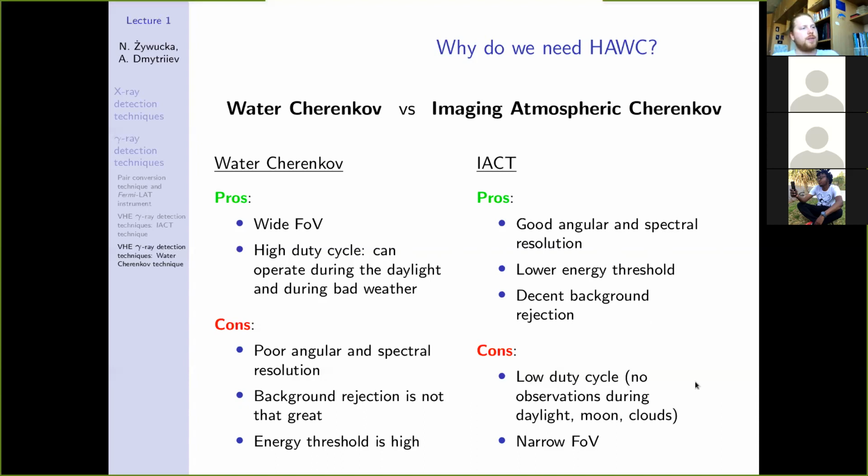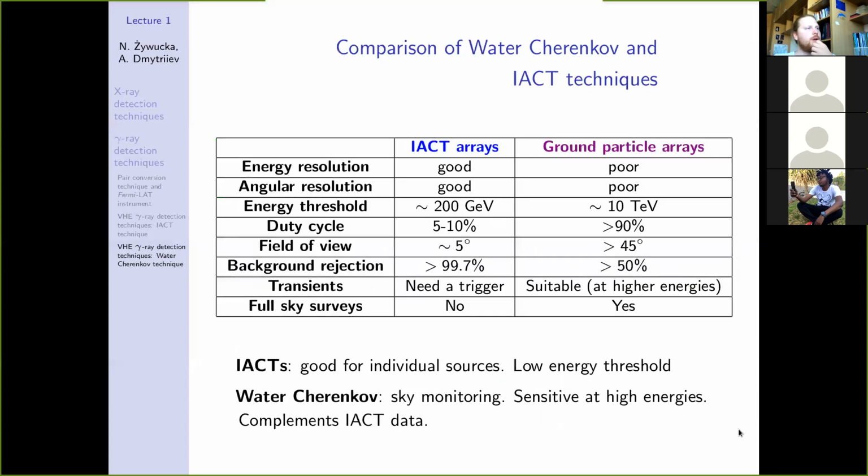But the disadvantages are that there is something interfering with the observations, like daylight. You cannot observe during daylight. You cannot observe during moon generally. You cannot observe if there are clouds. So in the end, you have to have very specific conditions to observe, and you may miss some interesting behavior because of bad weather or anything. And okay, IACTs have a very narrow field of view, so they can usually only observe one source at once, while water Cherenkov arrays can see many sources, as Fermi does.